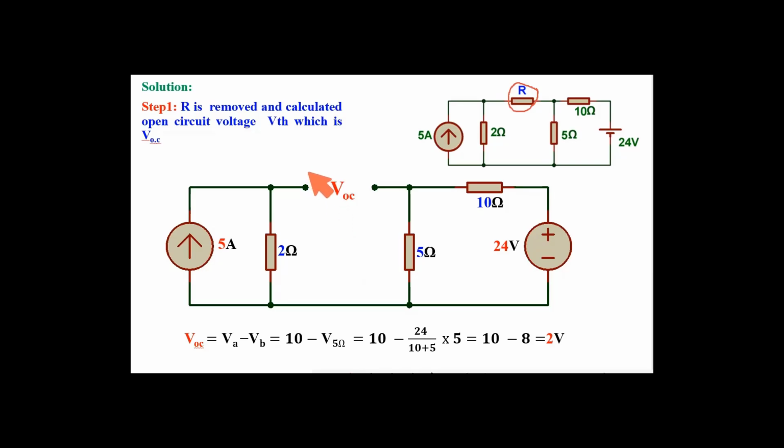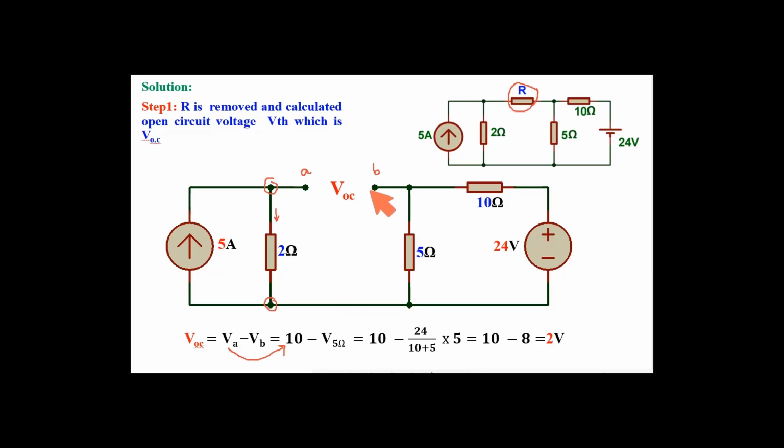Here, say this is A, this is B. So VOC is VA minus VB. Now what is VA? VA is the potential at this point with respect to this point, that is the current flowing through this 2 ohm resistance multiplied by this 2 ohm. What is the current flowing through this 2 ohm resistance? This is 5 ampere. So 5 multiplied by 2, that is 10 volt, is the value of VA.